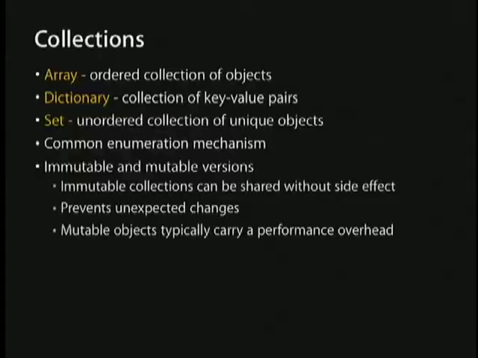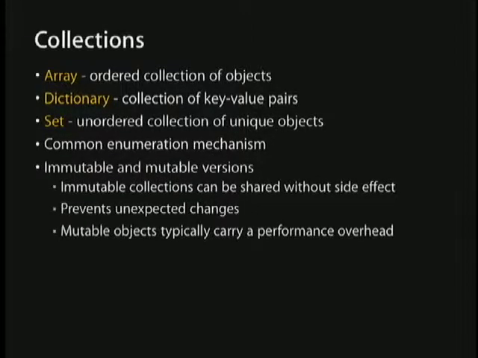So collections, we talked about a couple of these already. We've got arrays, dictionaries, sets. Arrays are ordered collections of objects. Dictionaries are key value pairs. So you've got a dictionary, you've got a key and a value. You can associate a particular value with a particular key, and then you can get that value back by key. Sets are unordered collections of unique objects.